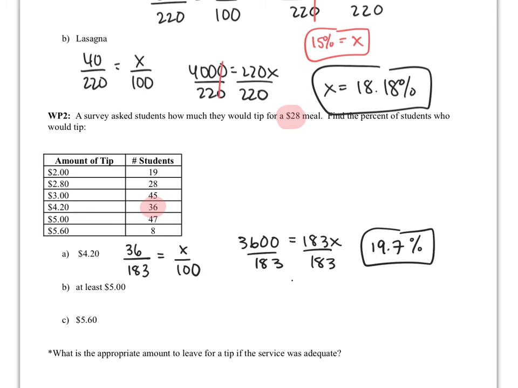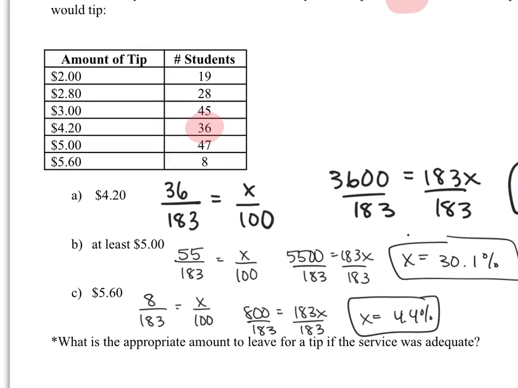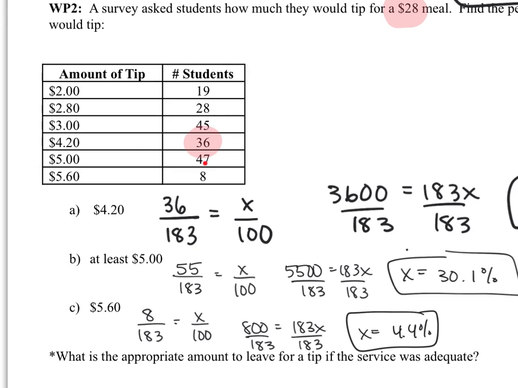So pause the video to find the percent of students that would tip at least $5 and then $5.60. Press play when you're ready to check your answers. So for at least $5, we need to make sure we include the $5 and the $5.60. And so that was a total of 55 people that tipped at least $5. Out of 183, using our cross products, we end up with 30.1%. $5.60 was 8 people out of 183. Using our cross products, we end up with 4.4%.